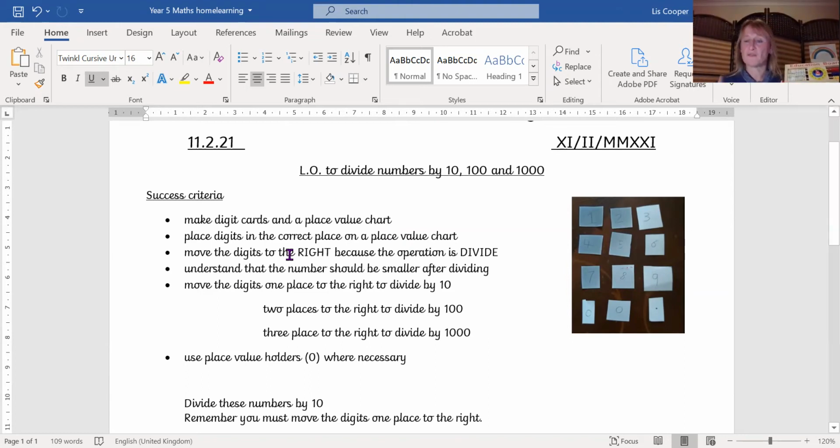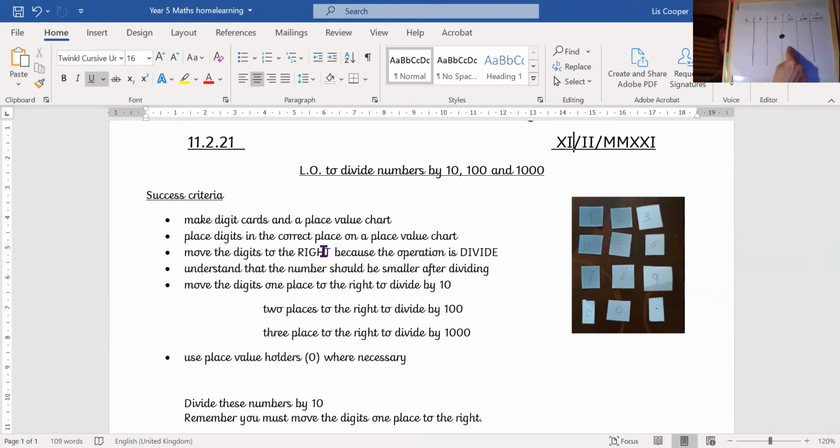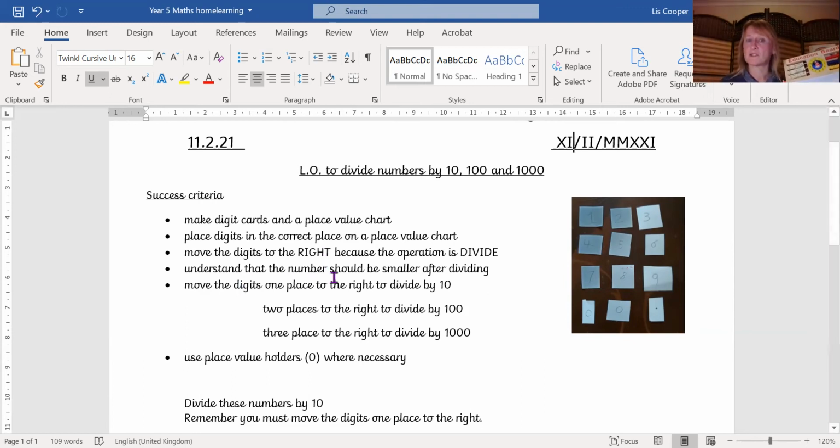You need to remember, so first thing, put the digits in the right place on your place value chart. Move the digits to the right because they are being divided. They are getting smaller, so they need to go to the right, okay? Understand that the number should be smaller after dividing. Move the digits one place to the right if you're dividing by 10. Two places to the right if you're dividing by 100. And three places to the right to divide by 1,000.